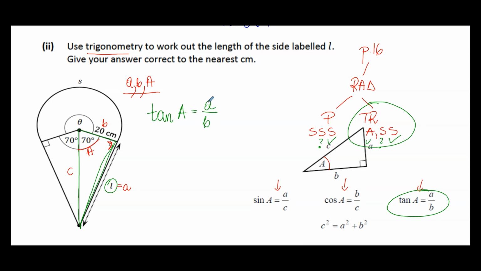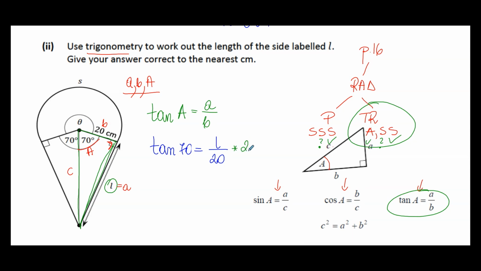And next thing, we replace those letters with values from our triangle. So tan, our angle A is 70, equals a fraction. On top of the fraction is a. Our a is L, so we put L. On the bottom of the fraction we have b. Our b is 20, we put 20. Now, what do we do next? What do we want? We want L equal to a number, not L divided by a number.